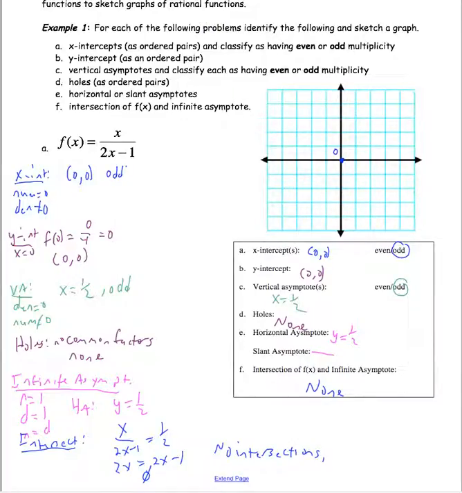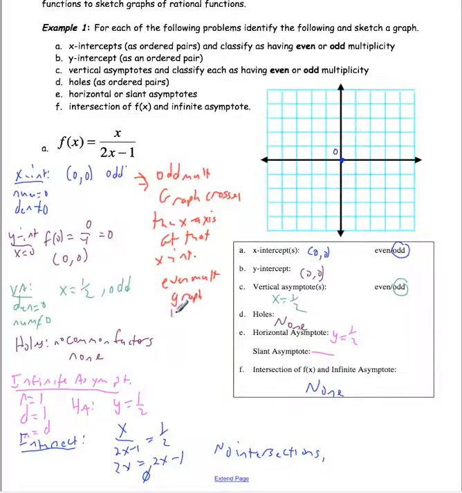And what we're going to learn today is that when we have odd multiplicity for an x-intercept, that means that the graph crosses the x-axis at that x-intercept. And if we have even multiplicity, then the graph bounces at that x-intercept. Okay, so we're going to use that in a minute.